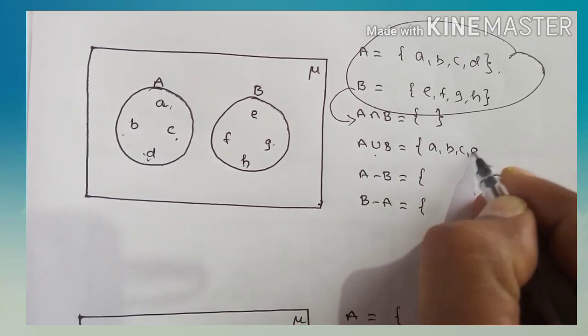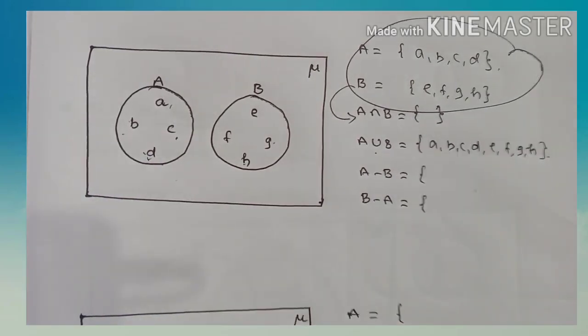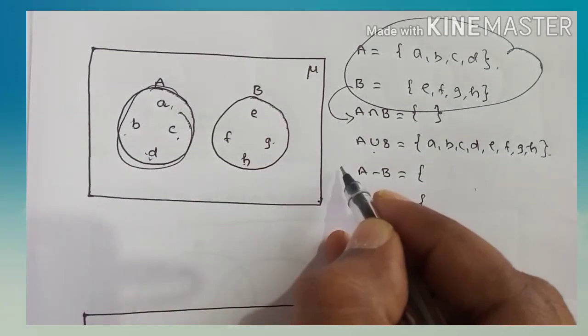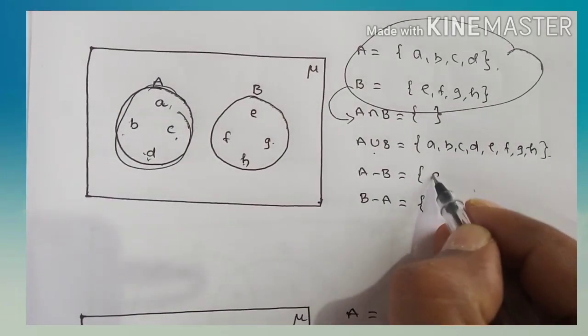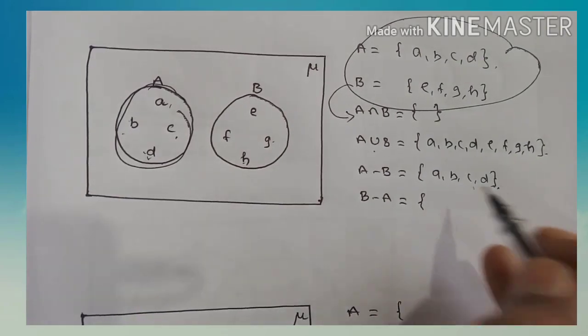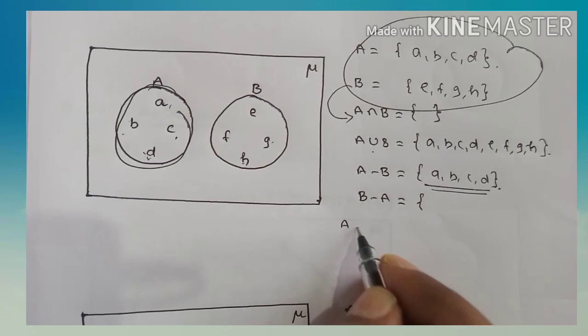So A, B, C, D, E, F, G, H. A minus B: out of A we have to remove B. Okay? So we can write the same elements, A, B, C, D only. Now if you are not able to write these values directly, we have to calculate in this manner.